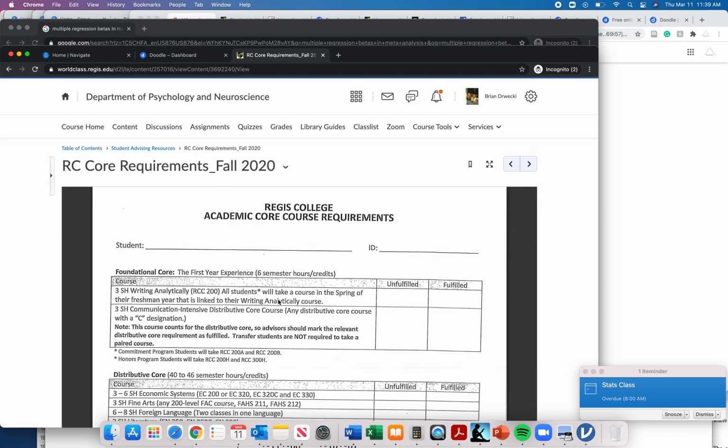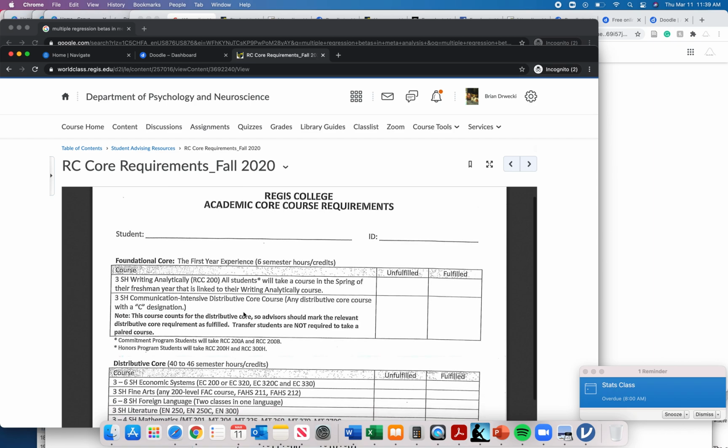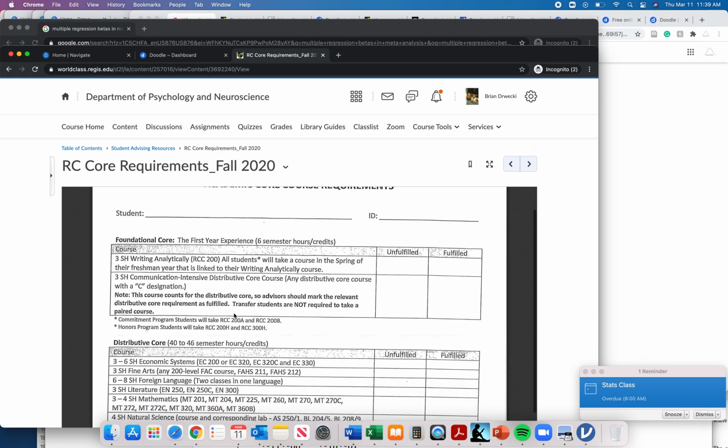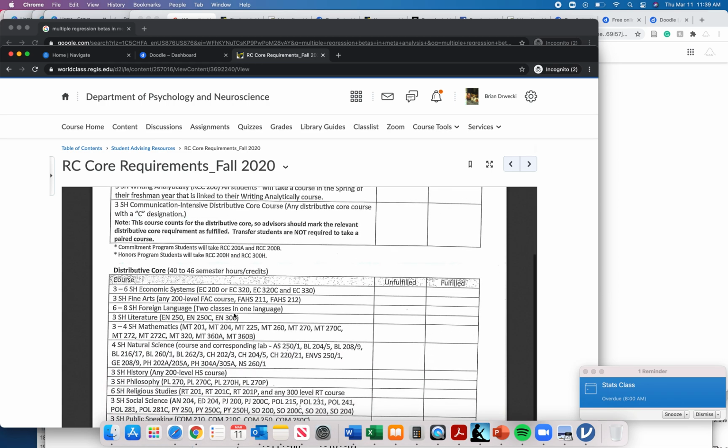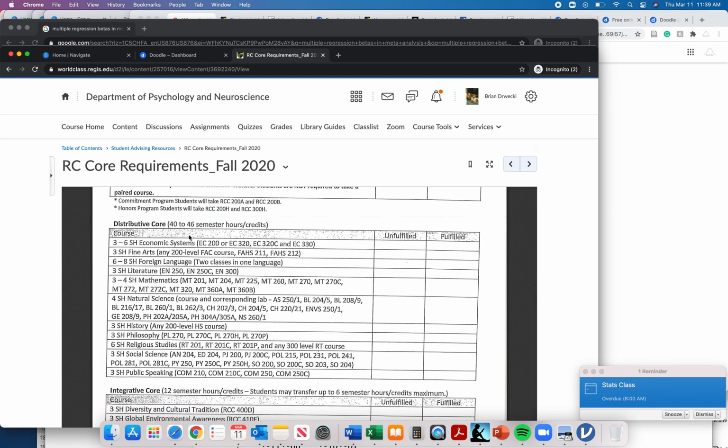One of the things that students struggle to understand is that the core plus the major doesn't equal the total number of credits you need to graduate. You need 120 total to graduate. So in the core, you need writing analytically, freshman writing seminar. You need a communication intensive course, which you took. That was the paired course of the writing seminar. You need 3 to 6 semester hours of economic systems.